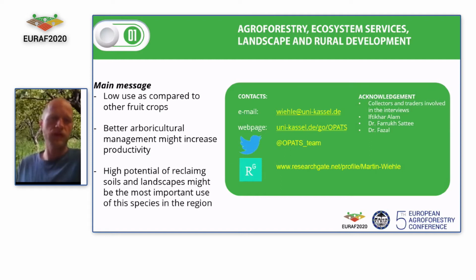The main message for you would be that Russian olive in Gilgit-Baltistan is a minor crop, so it's not largely used, and only a few people have applied it so far or are consumers of it. Certainly better agricultural management might increase the productivity of the species and might therefore also increase the quality of this product. The high potential of reclaiming soils and landscapes might be the most promising aspect for this species, as it's otherwise not used much. In other studies, it was found to be a really important species to reclaim soil because of its nitrogen fixation, but also because of its stabilizing character for soils and against soil erosion.